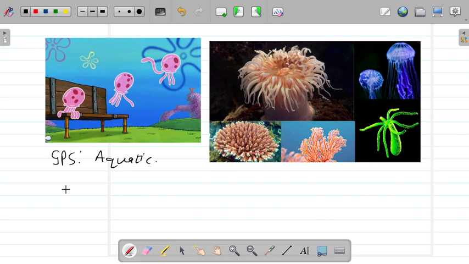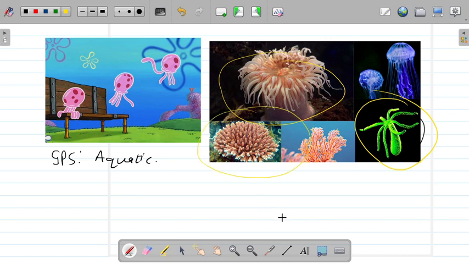Some organisms belonging to this phylum are sedentary for their entire life cycle. For example, the sea anemone and the hydra, they are sedentary. Those ones that are attached to their substrate remain sedentary for their entire life cycle. So some are sedentary, but jellyfish, that's why SpongeBob has to chase them. They move. So basically they are free living. Some can swim and move, but some are sedentary. So we cannot say all of them are sedentary.